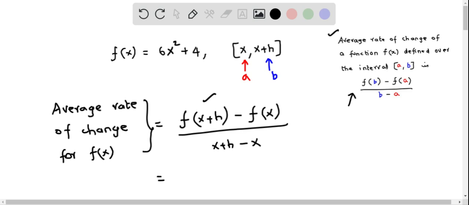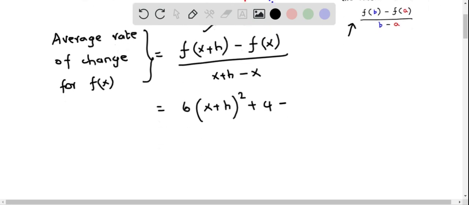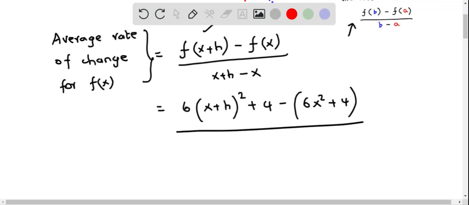First, let's find f of x plus h. For this, we have to replace x in f of x by x plus h. So when we do that, we get 6 times x plus h quantity squared plus 4, and then minus f of x, which we put inside the bracket because we have two terms, that is 6x squared plus 4, and this has to be divided by h. We see that we can cancel this x with this negative x, so we only have h in the denominator.